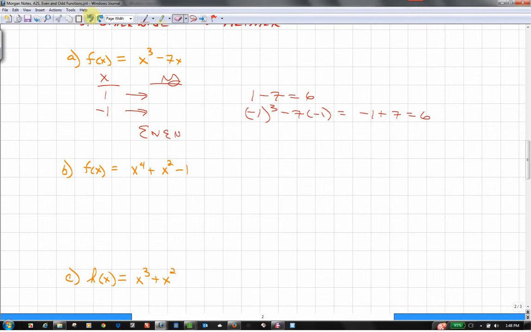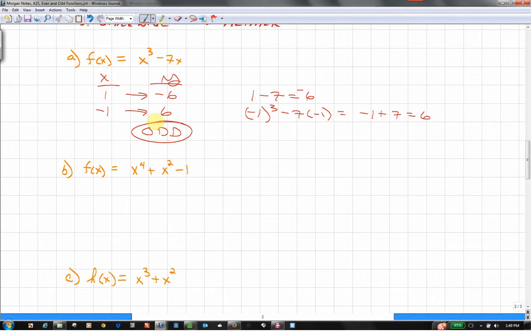And then I put -1 in. -1 cubed is -1, minus times a negative would be plus 7, so what I have is a -6 and a 6. So when I put in opposite signs, I get out numbers that are opposites of each other. So that would be an odd function.